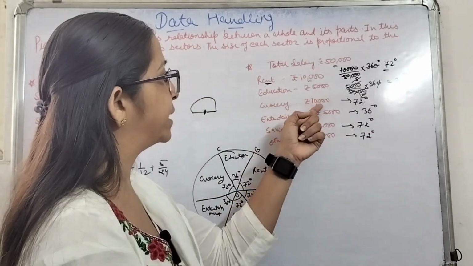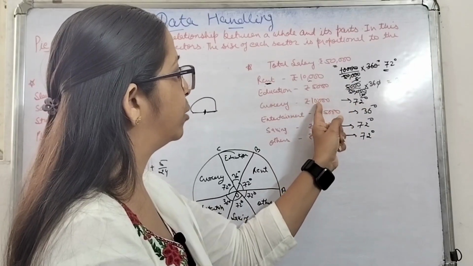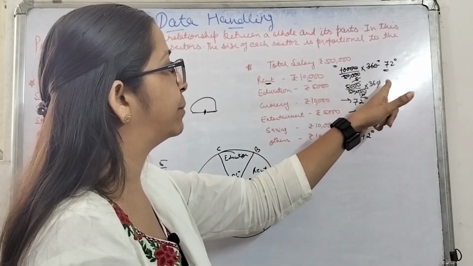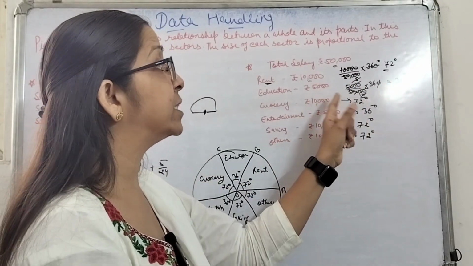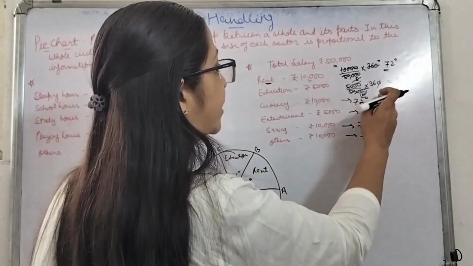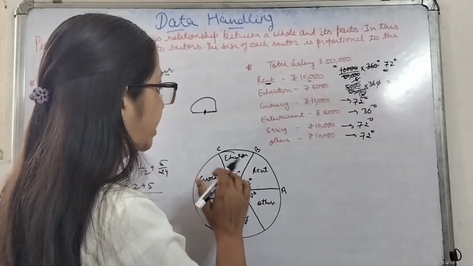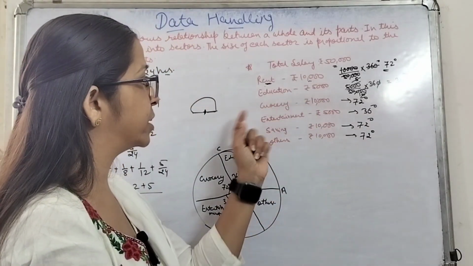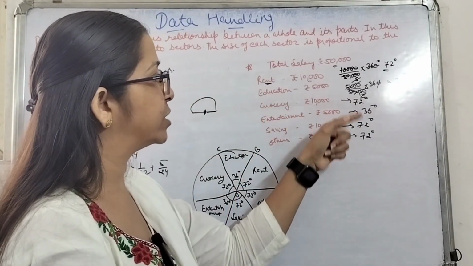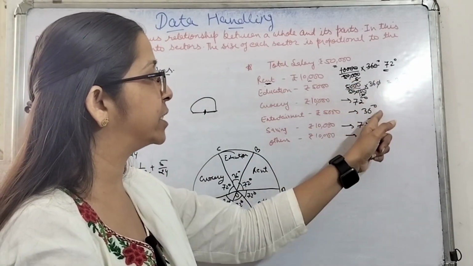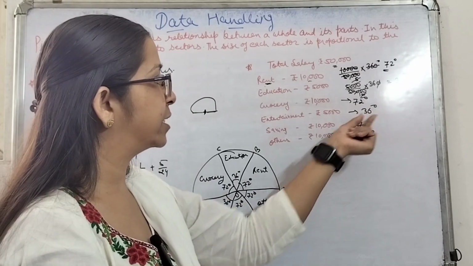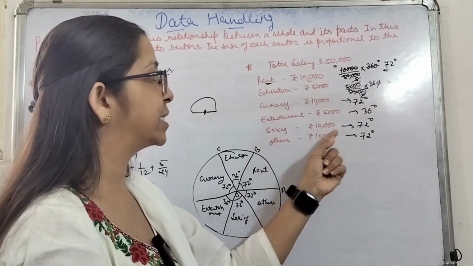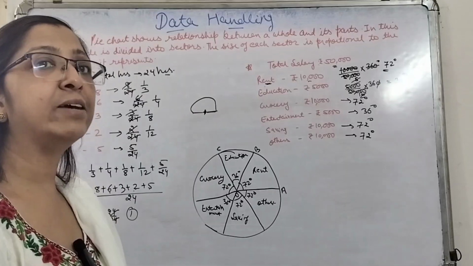Then on grocery it is 10,000. So it will be 10,000 divided by 50,000 multiplied by 360. So what will the central angle be? All these are your central angles. So 72 degrees will be the central angle for the grocery. For the entertainment, it will be 5,000 divided by 50,000 multiplied by 360. So the central angle will be 36 degrees. Similarly, for others and savings, your central angle will be 72 degrees.